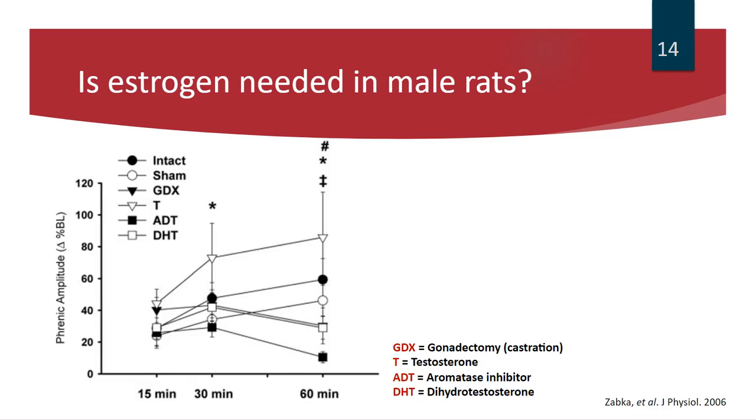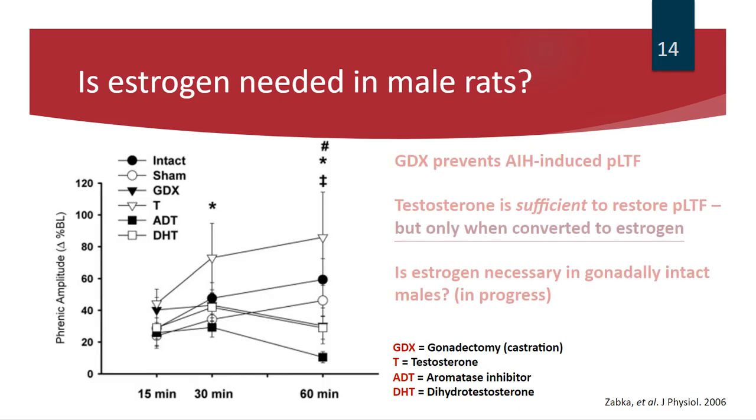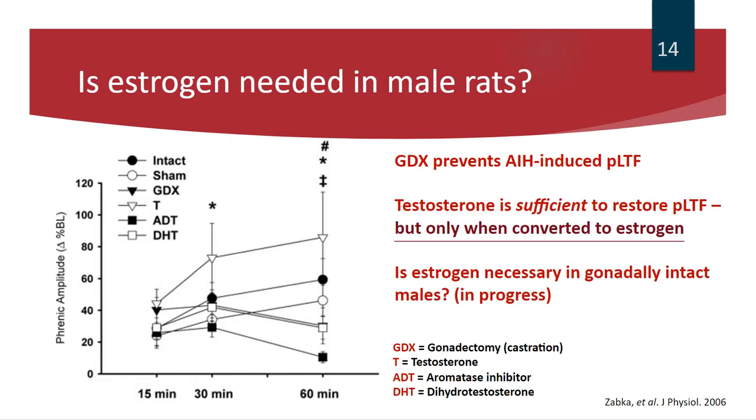In addition, if they supplemented rats with DHT instead of regular testosterone, they were also unable to restore neuroplasticity in the castrated male rats. So together, what this report demonstrated was that removal of the gonads prevented acute intermittent hypoxia-induced plasticity, and that testosterone supplementation is sufficient to restore LTF, but only when it's converted to estrogen. Now, I made a point to say sufficient here because it is yet to be demonstrated that this testosterone to estrogen conversion is necessary in gonadally intact male rats.